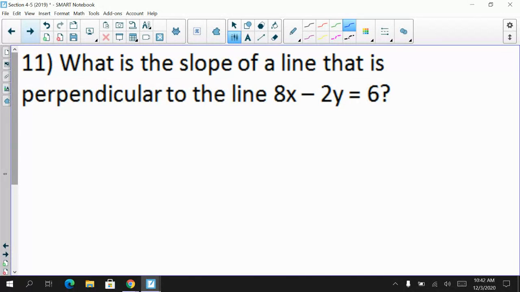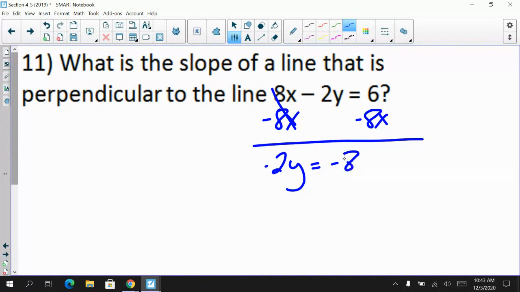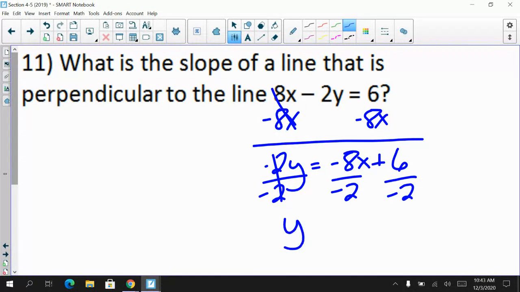All right, last one here. The exact same thing, but now I want perpendicular. So go ahead. You guys try this. Put this in your notebook. Solve for y. All right, we're going to solve for y. My first step is going to be subtracting 8x from both sides. So I have -2y equals -8x plus 6. Divide everything by -2, and I get y equals -8 divided by -2 is +4x, plus 6 divided by -2 is -3.